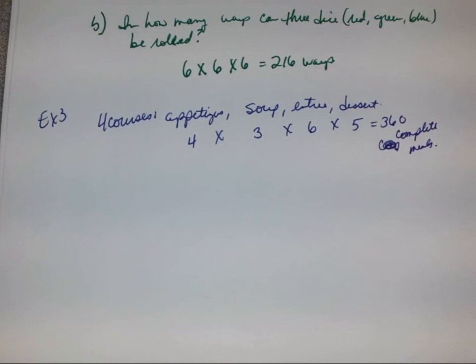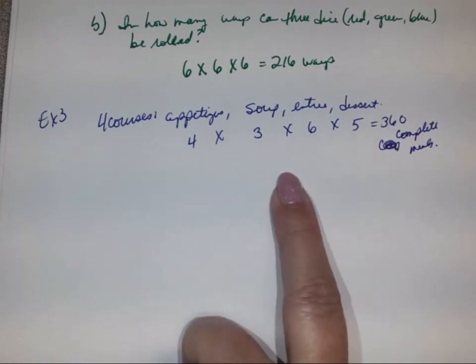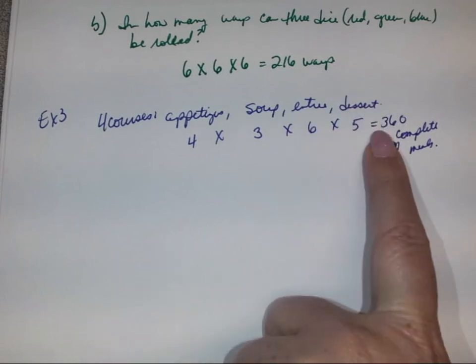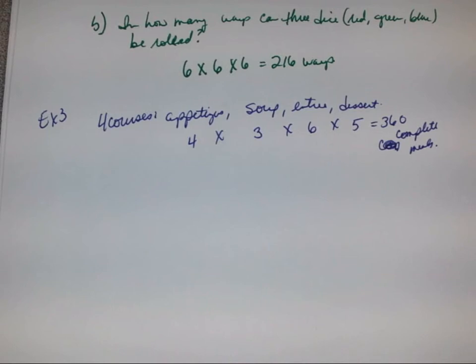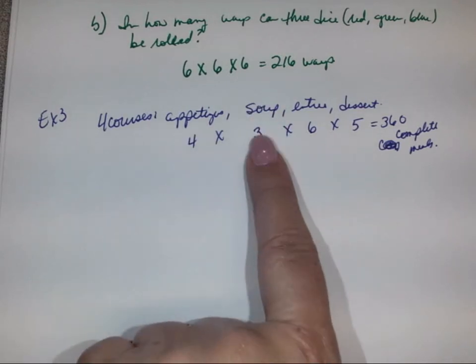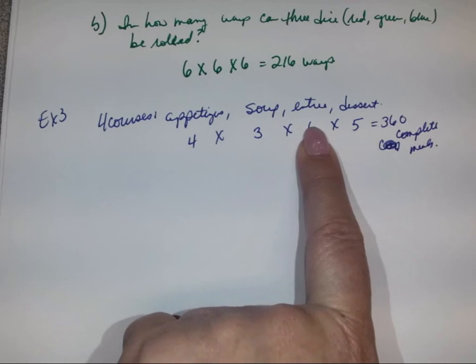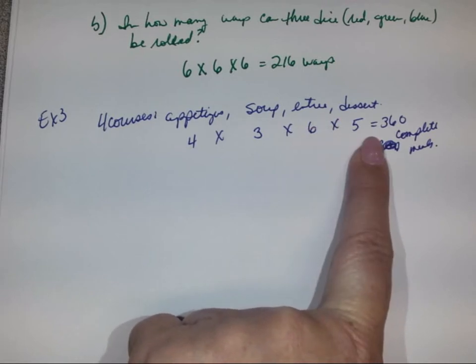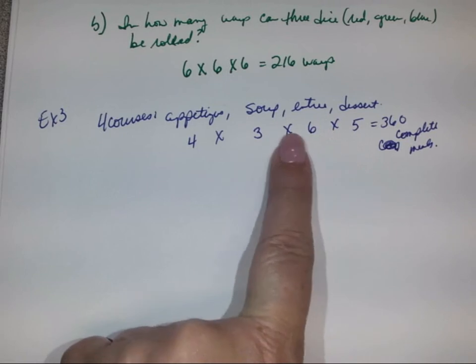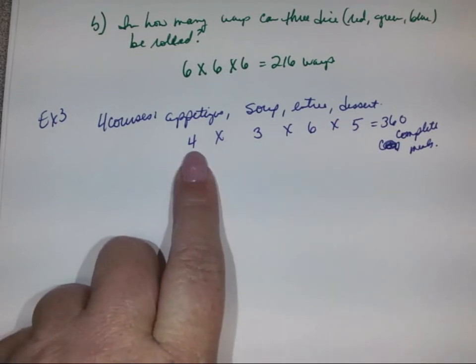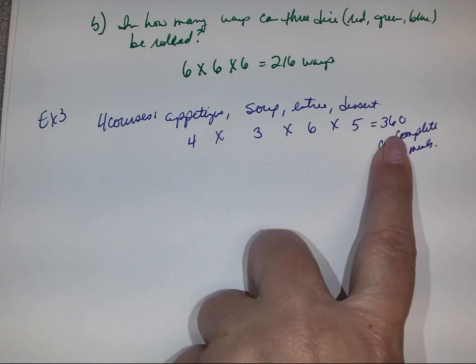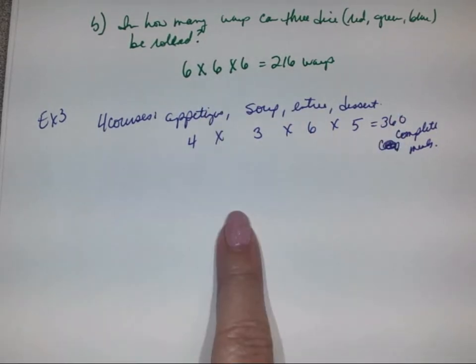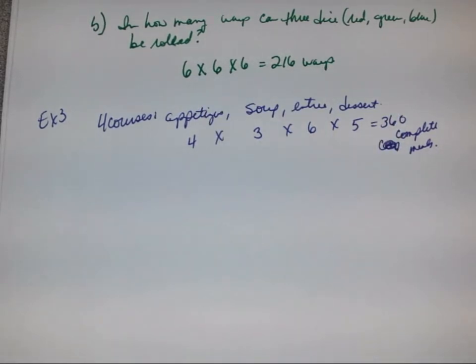So what that tells me is that if we go to that restaurant, I could order my meal in 360 different ways. Now, does that mean they're really drastically different? No. I could order the same appetizer, the same soup, and the same entree, and just order a different dessert. Or I could order the same soup, entree, and dessert, and then just order a different appetizer. So it's only going to change one way, but you still have 360 different ways that you can choose from your choices. So you can make your meal 360 different ways.